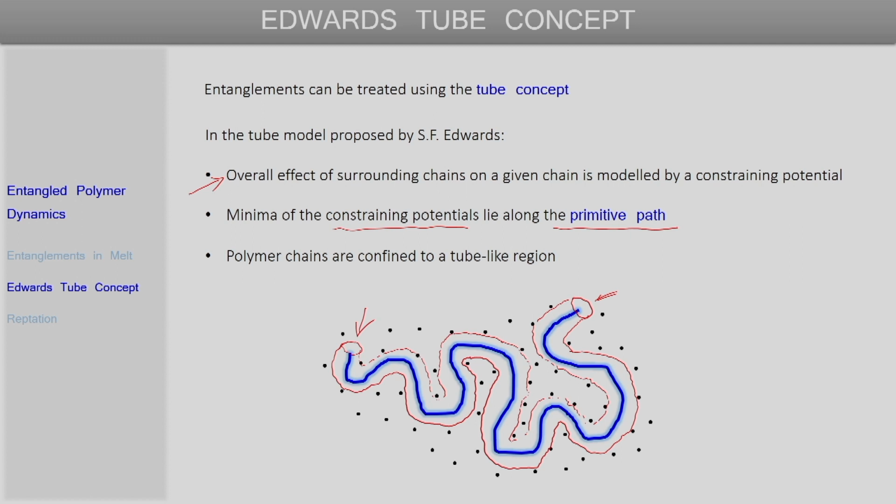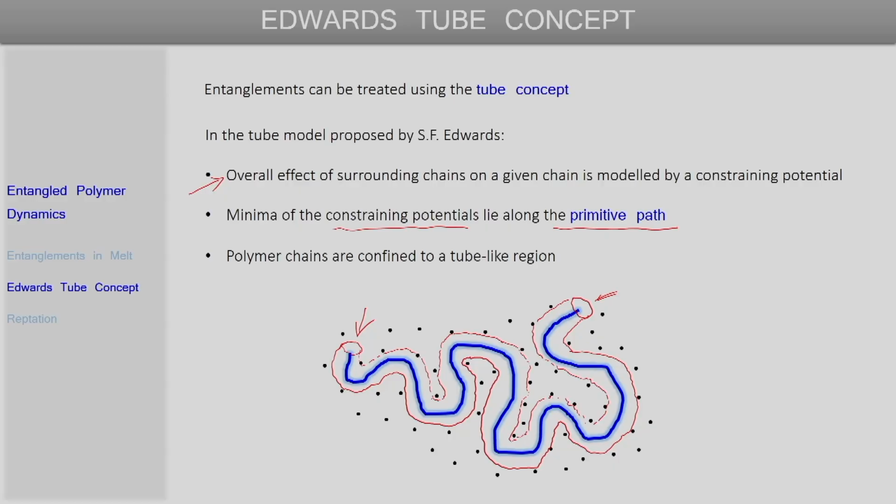And what this Edwards tube concept states is that the given polymer chain is confined to a kind of a tube like region, and the central path denoting the center of this tube like region will correspond to the primitive path where the constraining potential will have its minima. It is not the case that the length of the tube like region corresponds to the contour length of our polymer chain.